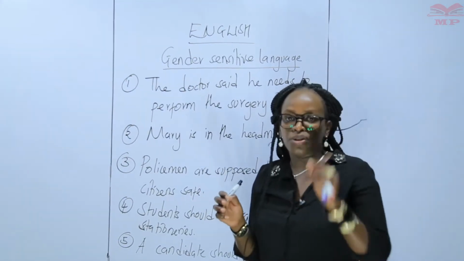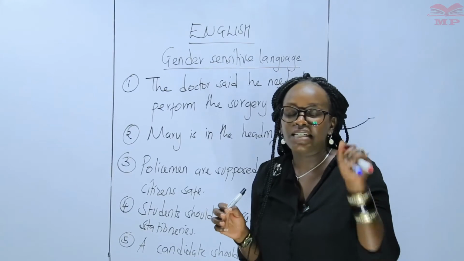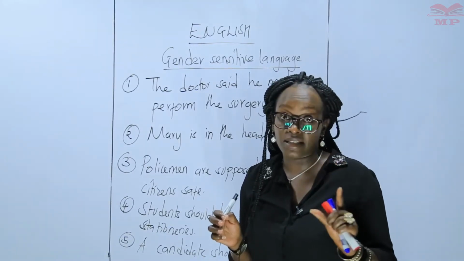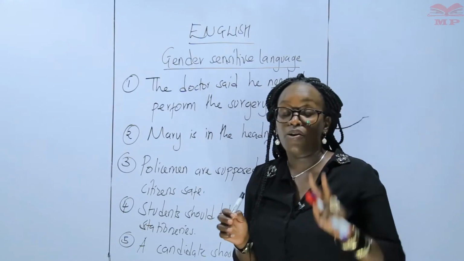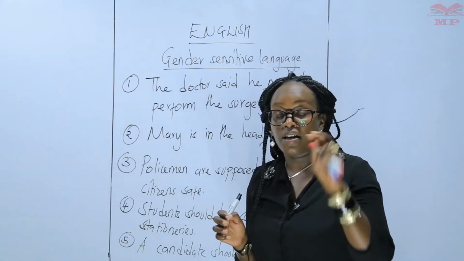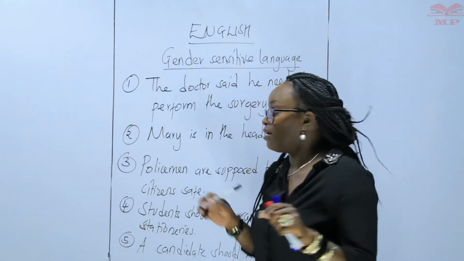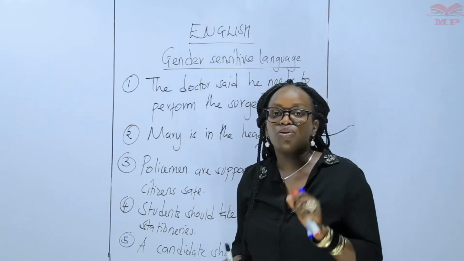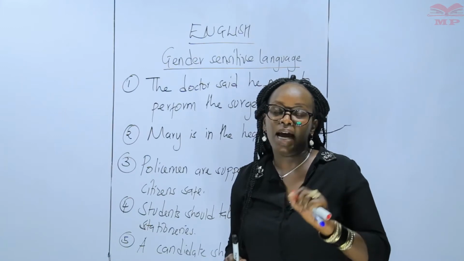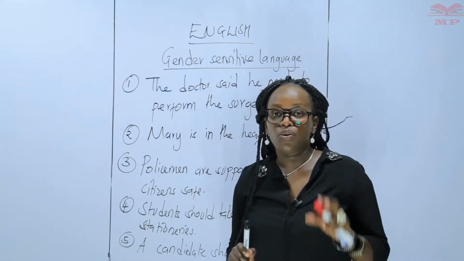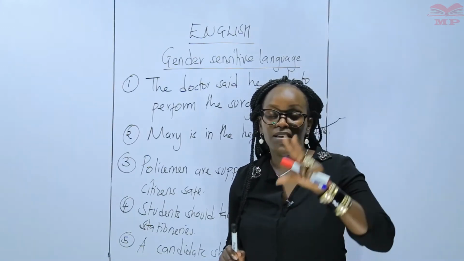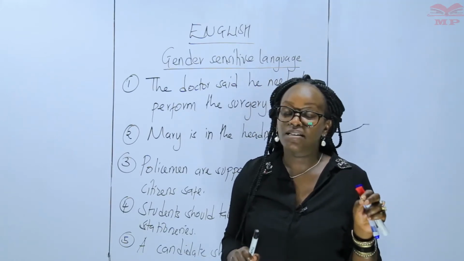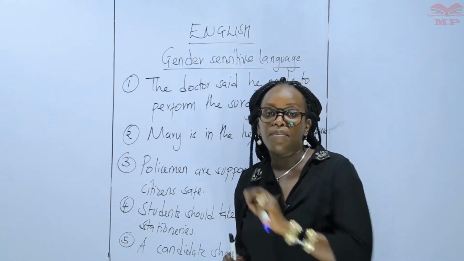When you talk about gender-sensitive language, that is using language that is acceptable to all genders. Remember, we have two genders: the female gender and the male gender. And when you talk about gender-biased language, that is when you use language that is biased against one gender. So you could use a word that is biased against the female gender, or one that is actually biased against the male gender.